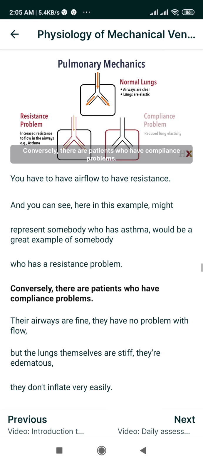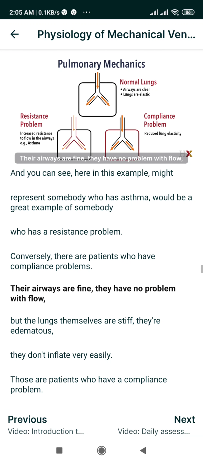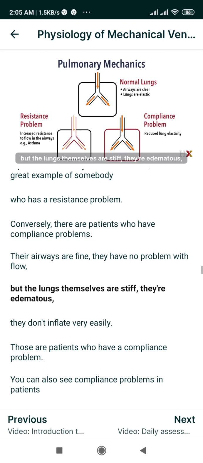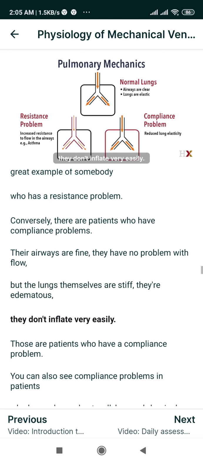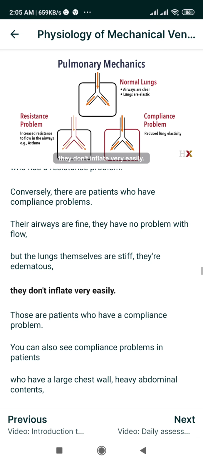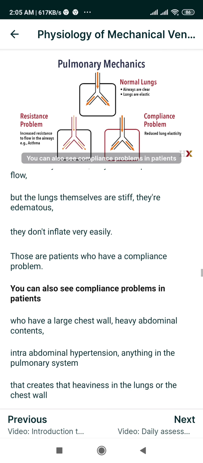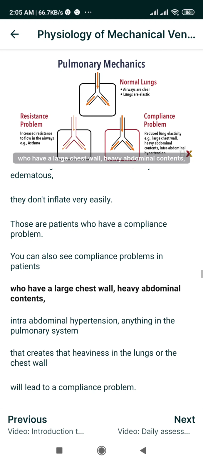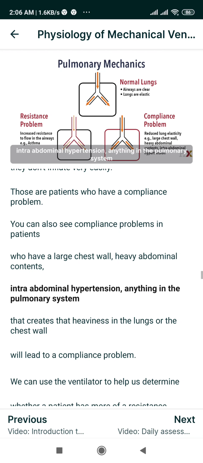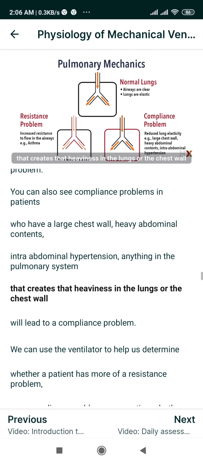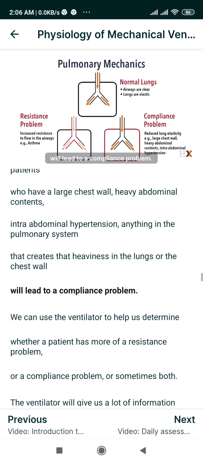Conversely, there are patients who have compliance problems. Their airways are fine, they have no problem with flow, but the lungs themselves are stiff, they're edematous, they don't inflate very easily. Those are patients who have a compliance problem. You can also see compliance problems in patients who have a large chest wall, heavy abdominal contents, intra-abdominal hypertension. Anything in the pulmonary system that creates that heaviness in the lungs or the chest wall will lead to a compliance problem.